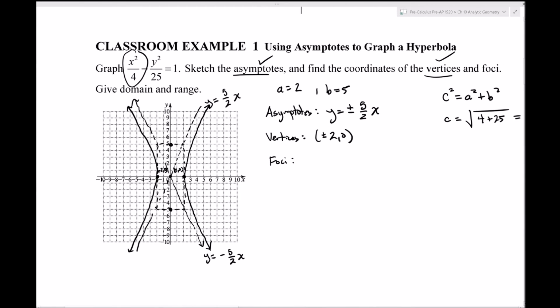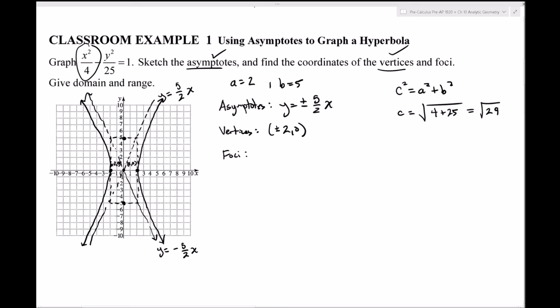So then the foci are along the transverse axis. In this case, that's the x-axis. And it's going to be square root of 29 added and subtracted from 0. So the foci are plus minus square root 29 comma 0. And that's everything they wanted besides the domain and the range.